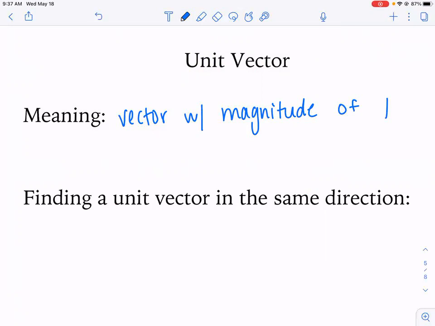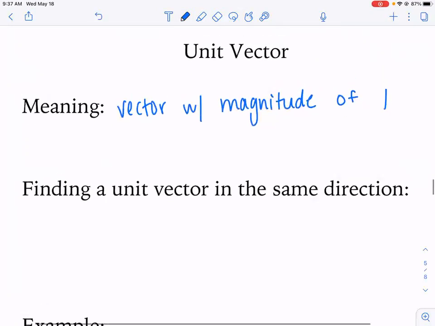Okay, so if you recall, I asked you to take a vector and find a vector in the same direction with magnitude 1. I will remind you that vectors in the same direction are scalar multiples. So what we're going to do is take our vector v and multiply it by 1 over the magnitude, forcing this vector to have a magnitude of 1.